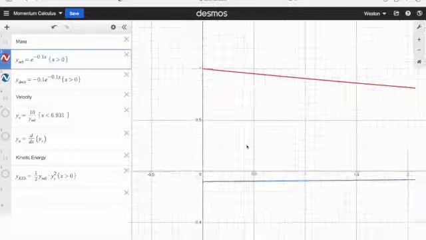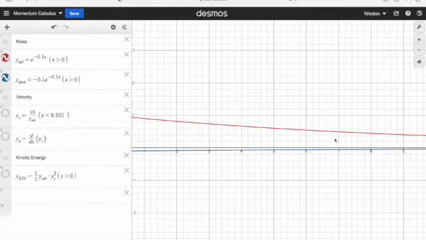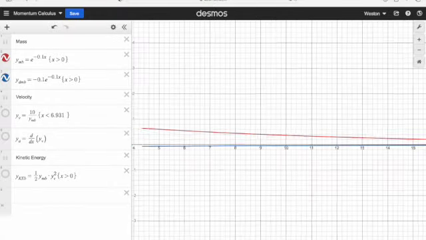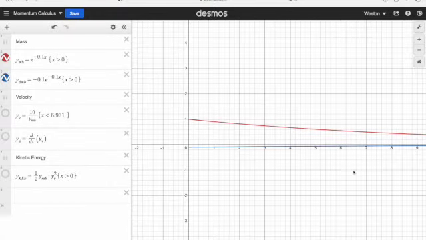And so, of course, over time, both of these approach 0. If we were to go on towards infinity, both of these would approach 0 because they're losing mass. But eventually, we're going to cut it off and say, again, at 0.5 kilograms, it's going to stop.